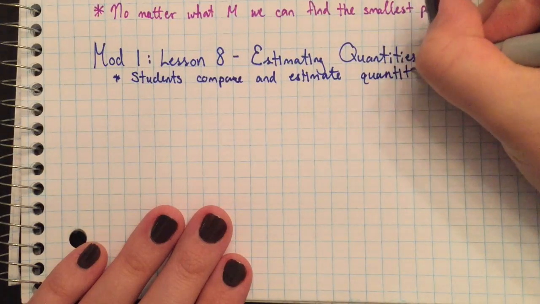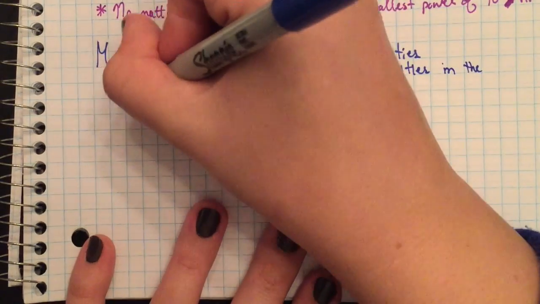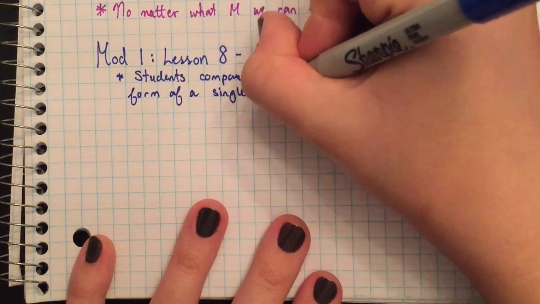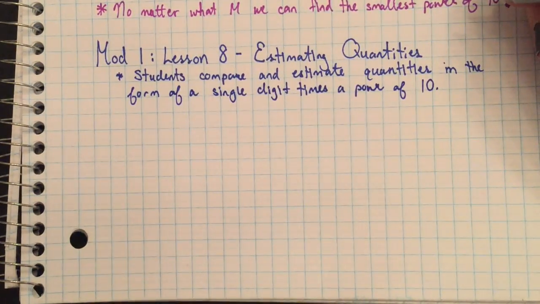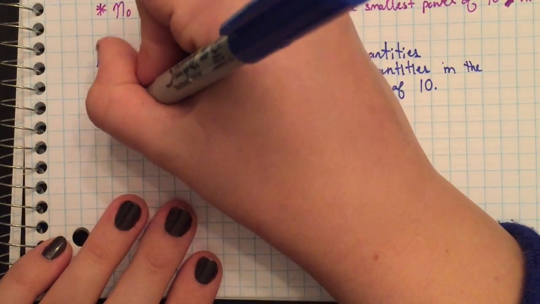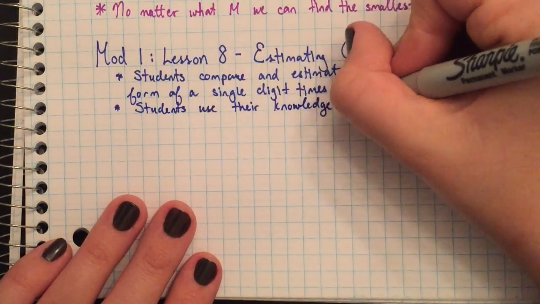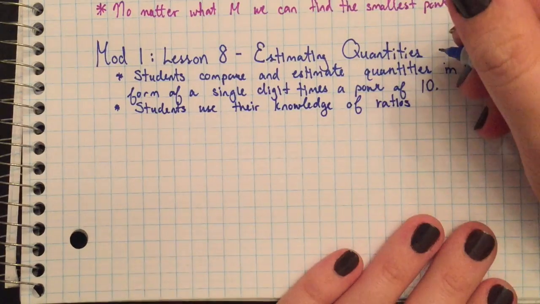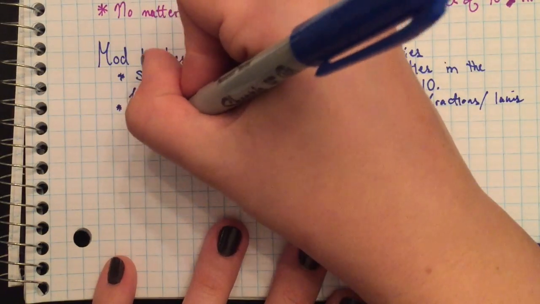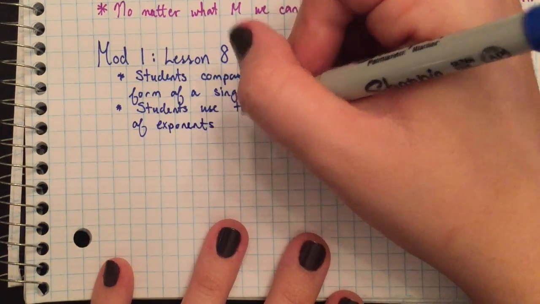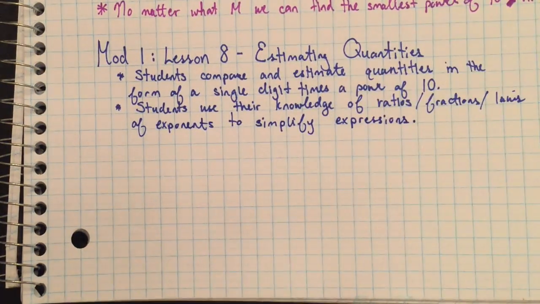So my first objective says students compare and estimate quantities in the form of a single digit times a power of 10. My second objective says students use their knowledge of ratios, fractions, and the laws of exponents to simplify expressions.